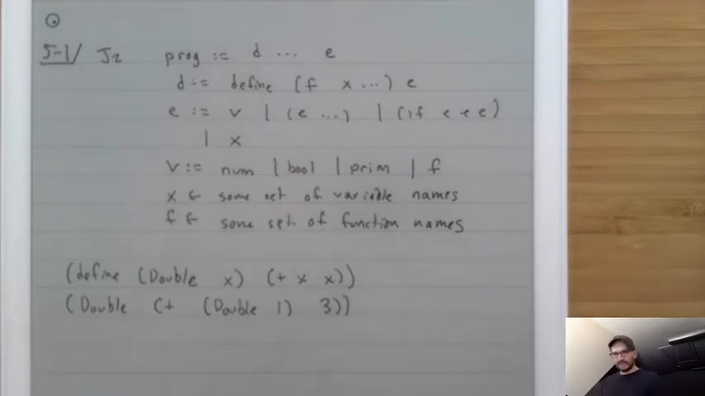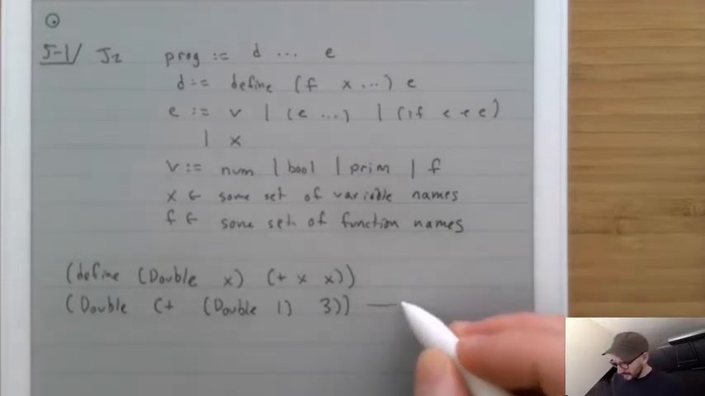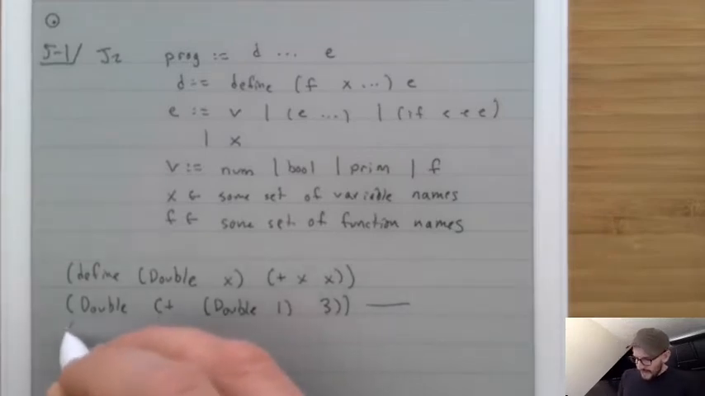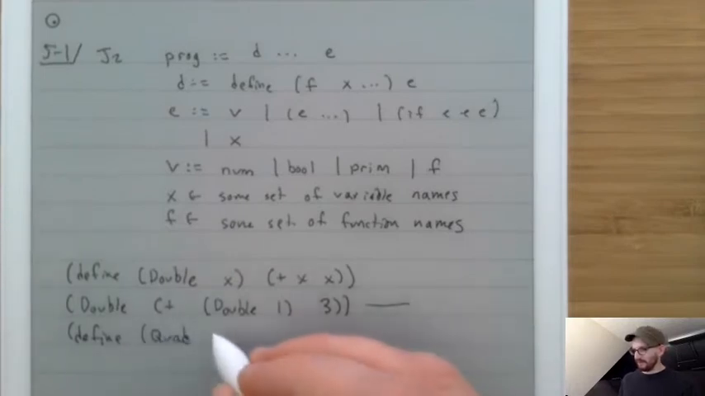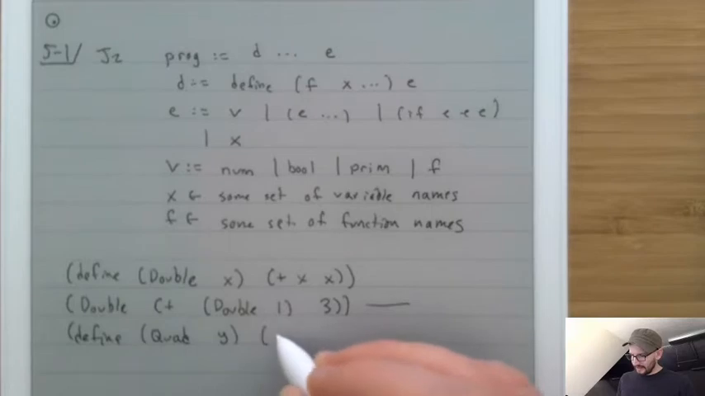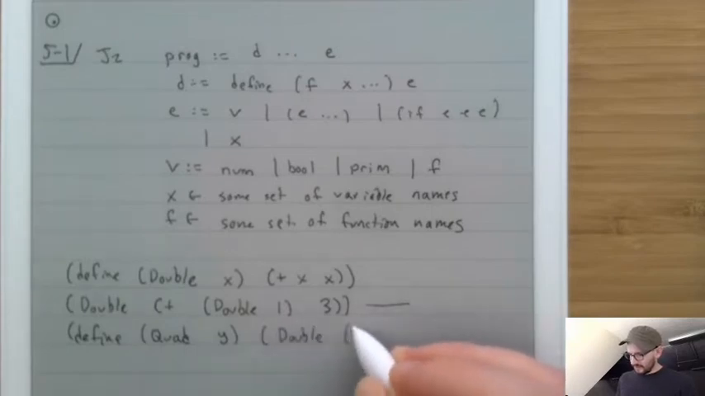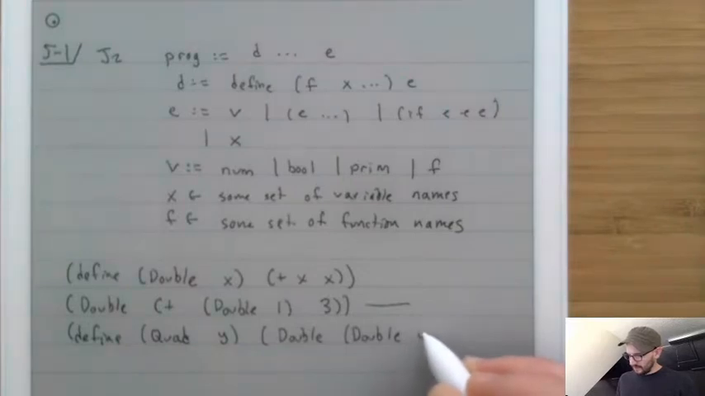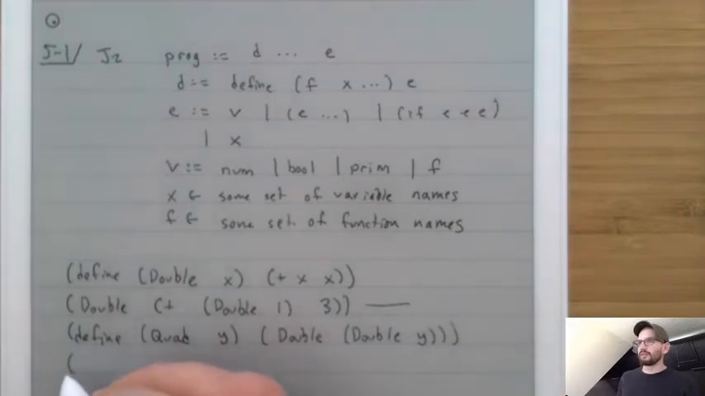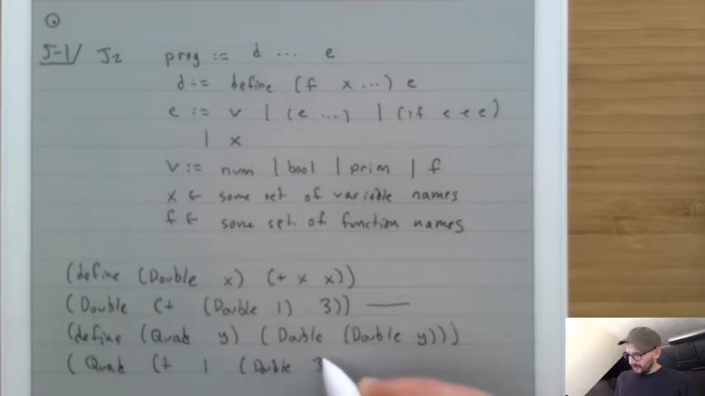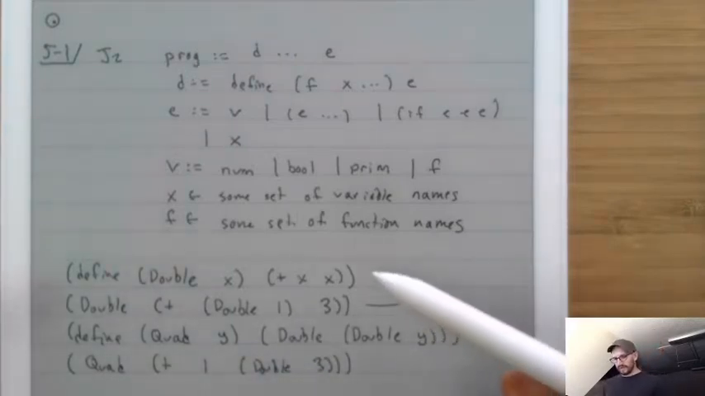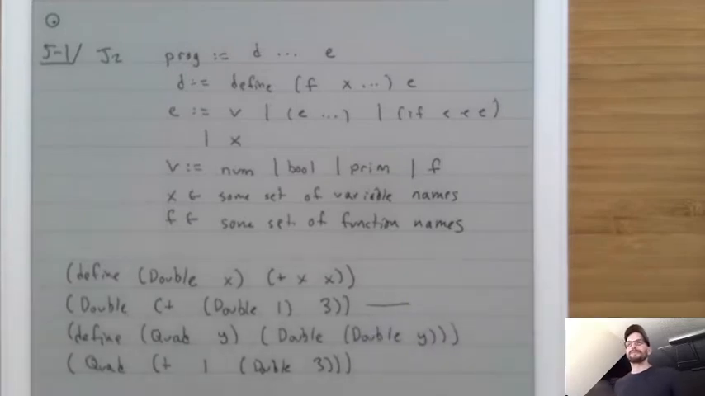Okay, so here's one example program. Let's imagine that we didn't have this line. We could add another definition. Let's call a function called Quad, and let's say that it's Double of Double of y. And then our main expression could be something like Quad of plus 1 Double 3. Okay, so this program would have two definitions and then one main expression. So this is what we're adding to our language.